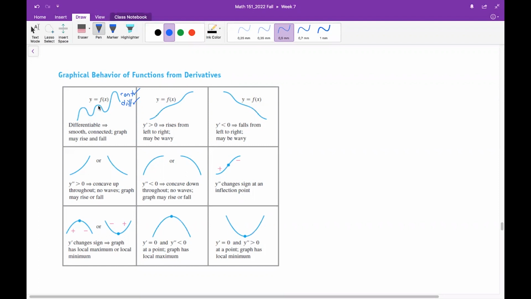Look at the first figure. You will see a very nice function which is continuous everywhere and differentiable everywhere, right? This is continuous because there are no breaks, no jumps in this graph, right? It is differentiable because there are no corners, no cusps, no wild oscillation behaviors. So it is a very nice, smooth, connected graph, and it rises sometimes like this and it falls sometimes.